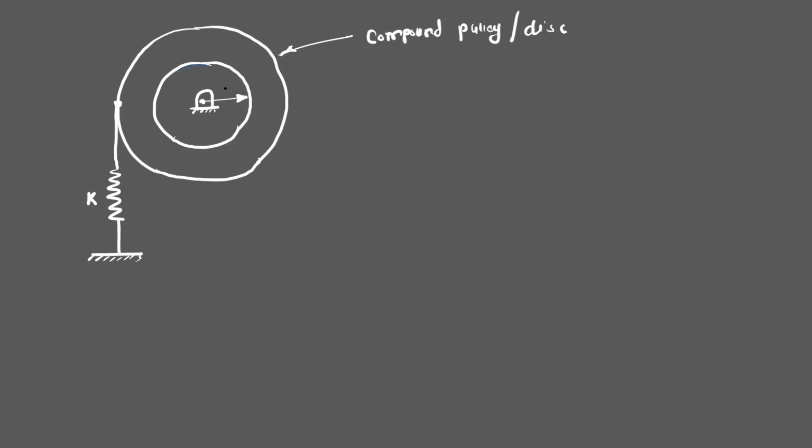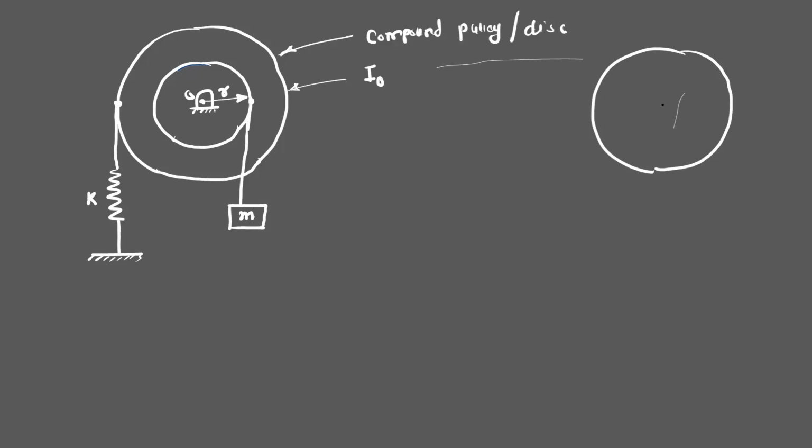At some radius R with respect to the pivot point, we have connected one mass by using one rope. So this rope is connected to this point and this mass is small m. And this compound disc has the mass moment of inertia I0. No need to take its actual dimensions, that is a mass m and radius r.